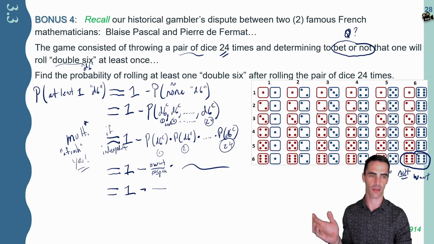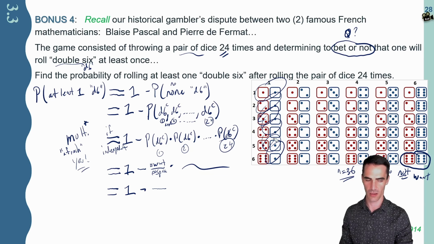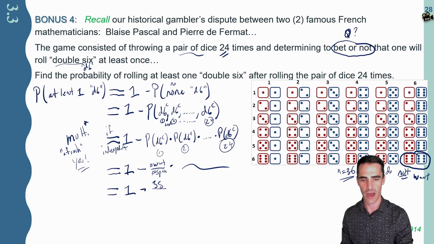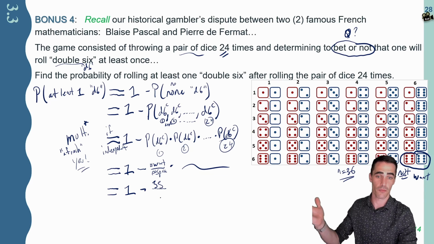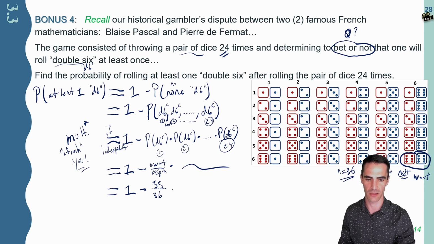So how many items are that I want? Well, there are n equals 36 options in total. That's how many pairings there are: 1, 2, 3, 4, 5, 6 times 6 columns. So 36 altogether. That means there are 35 outcomes that I'm fine with, that are perfectly good for not a double six, out of the 36 in total. So 35 divided by 36.